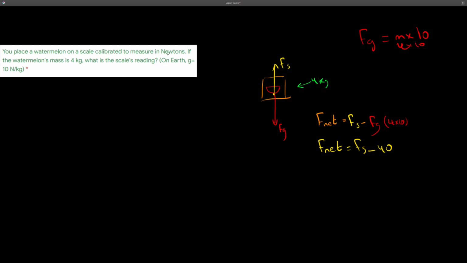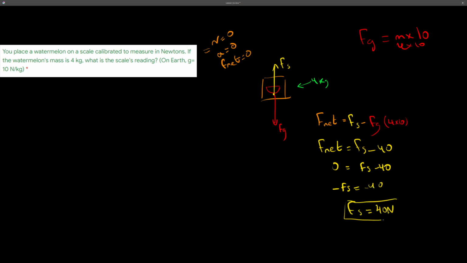Because the watermelon is standing on a scale and it is not moving. It doesn't say it's moving anywhere. It's just sitting on the scale. So whenever there's no motion, the velocity is going to be equal to 0 and the acceleration is going to be equal to 0. So F net is also going to be equal to 0. Knowing this, we can say that 0 is equal to Fs minus 40. So Fs is going to be equal to 40 newtons. That is what the scale is reading right now, 40 newtons.